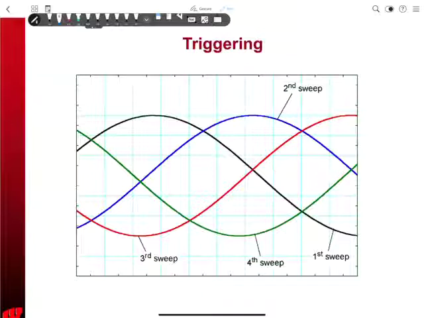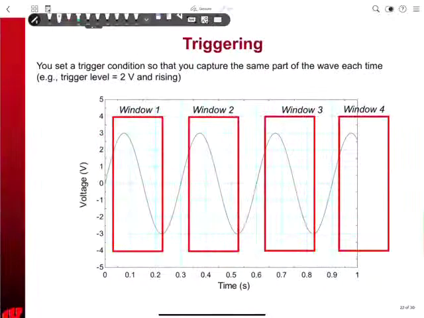So I need to somehow record it in such a way that I get a picture of what one of these waves looks like, or what one of these cycles looks like. So what do I say? I'm going to trigger this. I'm going to say, don't start displaying the signal unless you see a voltage of 2 volts and the voltage is on its way up.